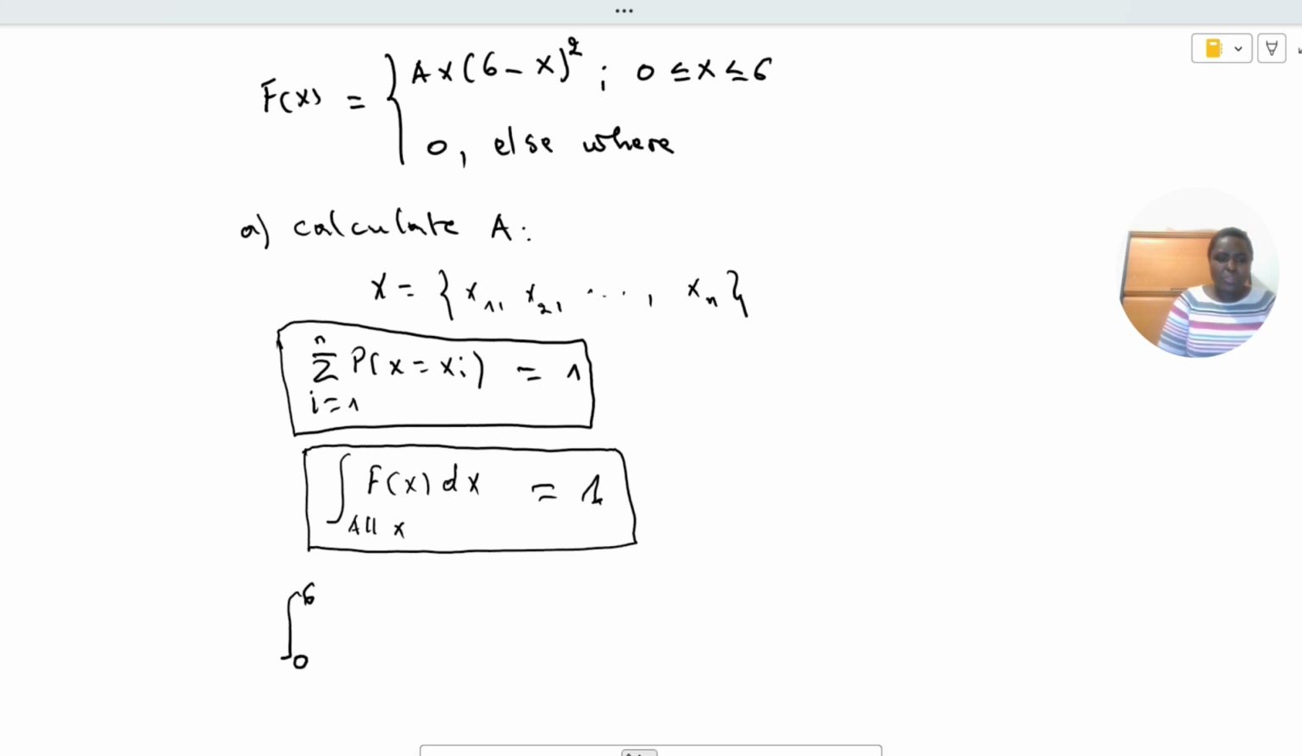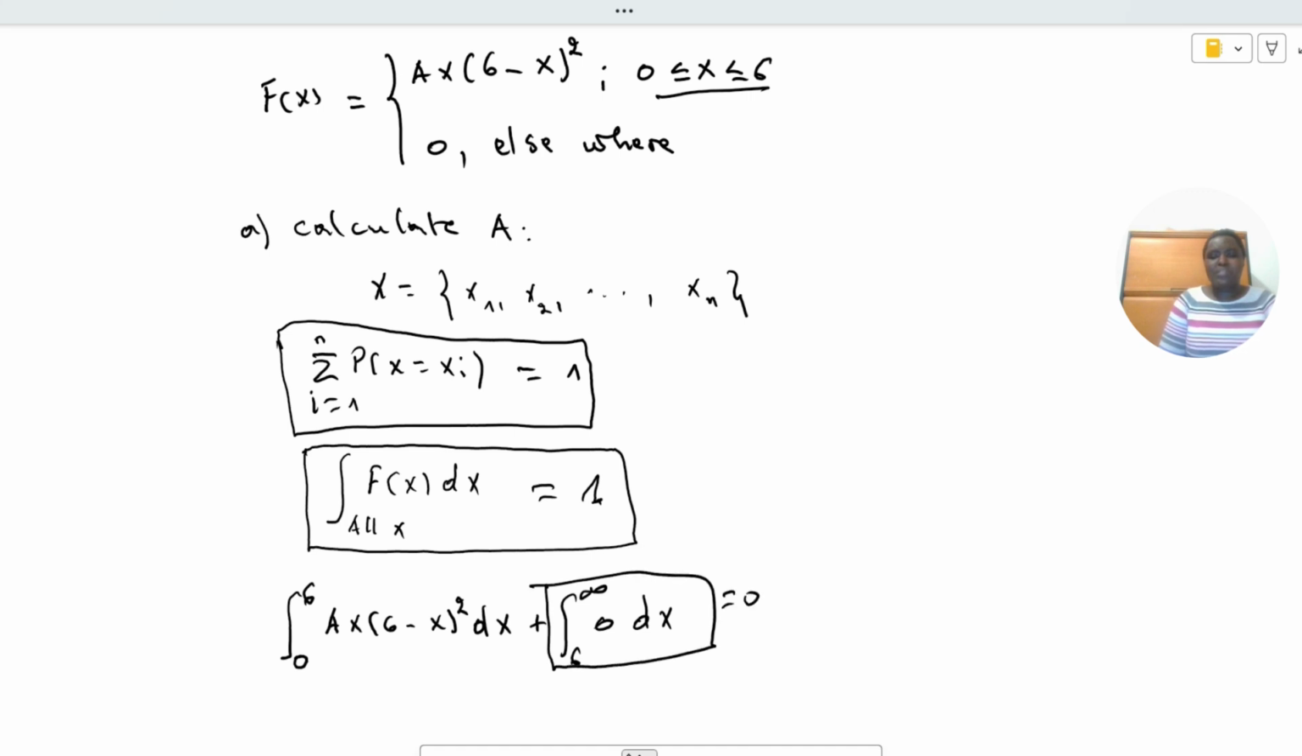And what are we going to integrate? We integrate a x times (6 minus x) squared dx. And we should add integration from 6 to infinity. But this time here we have 0, because our function is equal to 0 when x is outside the interval 0 to 6. So this part will be equal to 0, and the remaining part will be equal to 1.